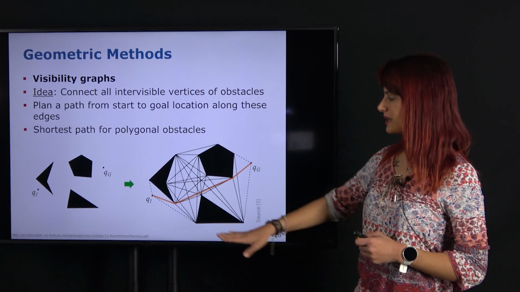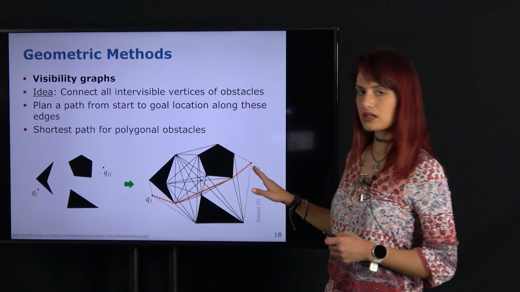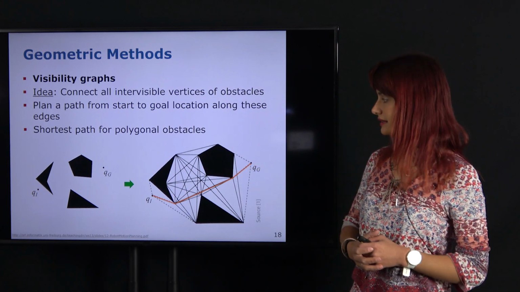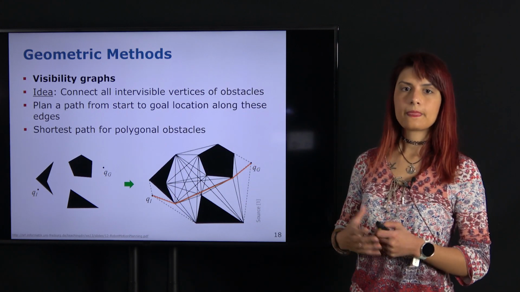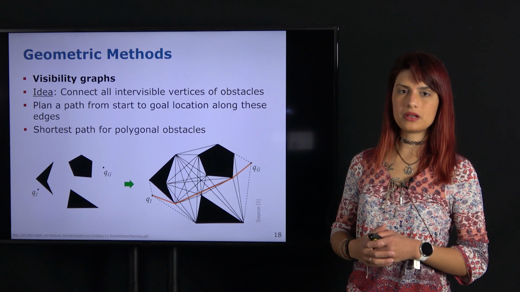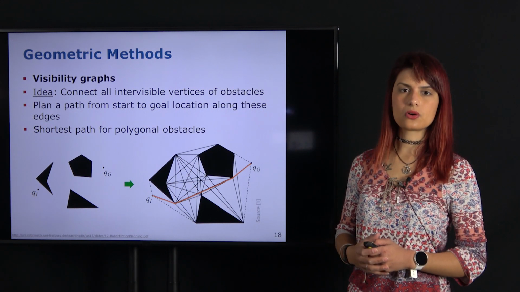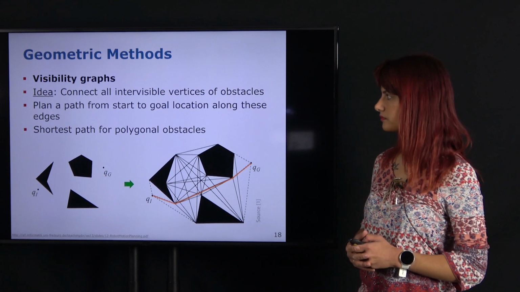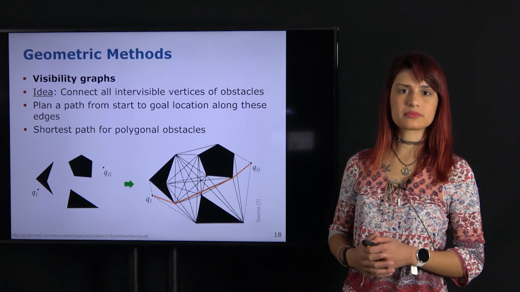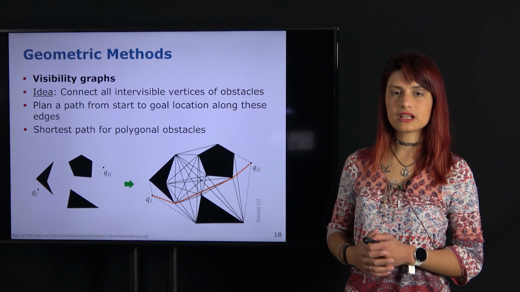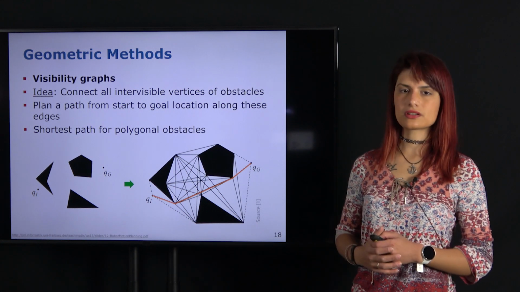And then we can connect our start and our goal configuration here in the example to the graph and plan a path using a search-based algorithm from the start to the goal. This can give us the shortest path for polygonal obstacles, such as in this 2-dimensional environment.